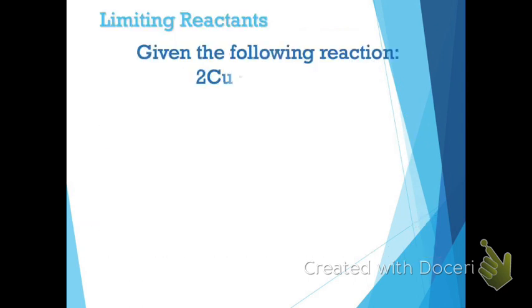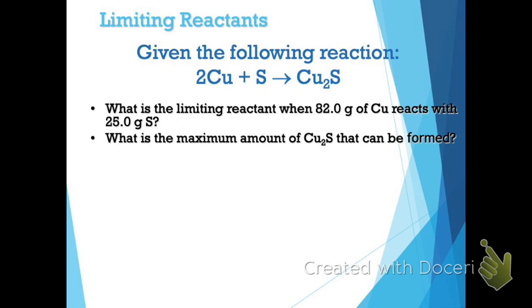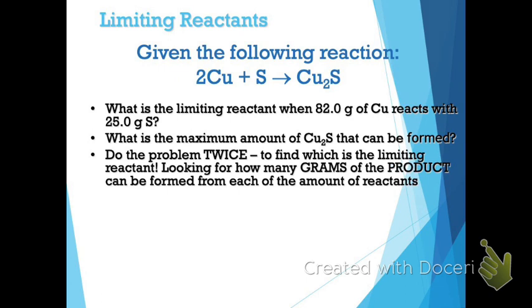All right. We're going to try this reaction. What is our limiting reactant when 82 grams of copper reacts with 25 grams of sulfur? What's the maximum amount of copper sulfide that can be formed? Okay? So when we do limiting reactant problems, the actual reality is that when we're given grams, it's harder for us to compare how much product we can make, right? It's not an easy thing for us to pick out. So when we do this, we need to do the problem twice to find which is the limiting reactant.